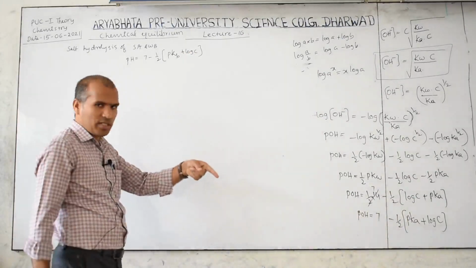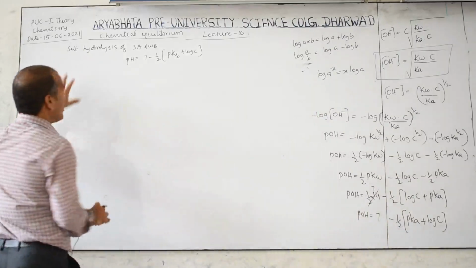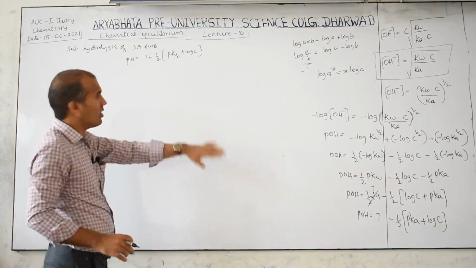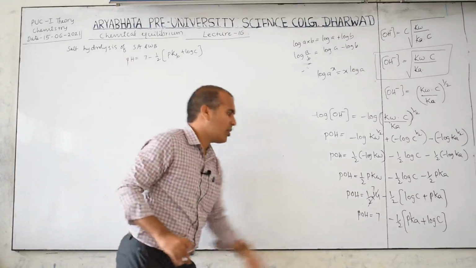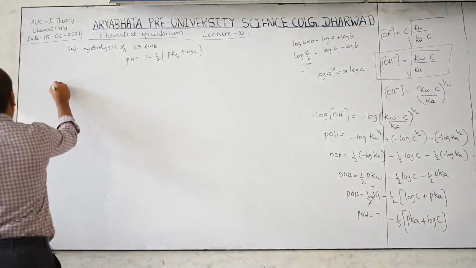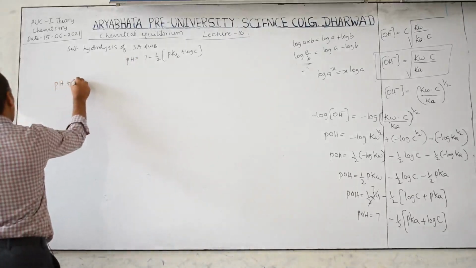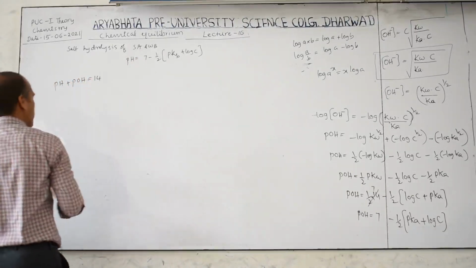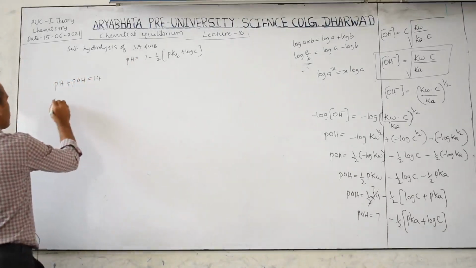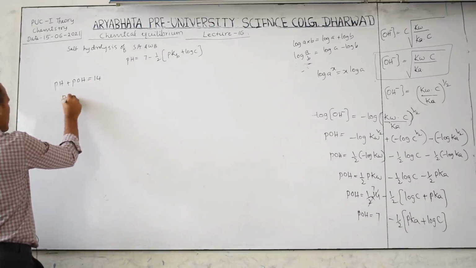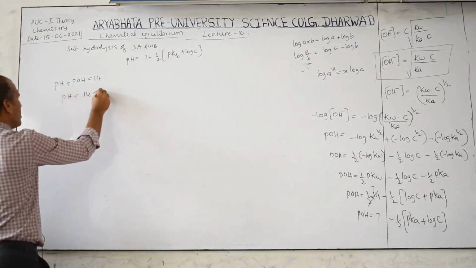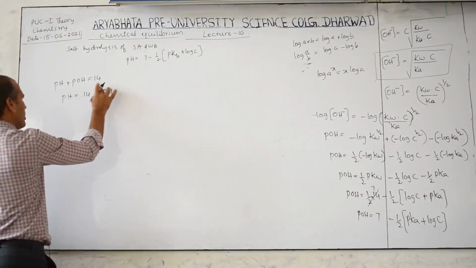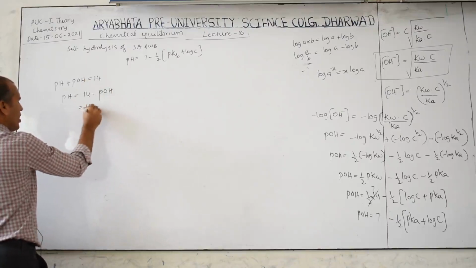Not pOH. This is just for comparison purposes, so I wrote it. This is not our formula now. We know that pH plus pOH is equal to 14. Now we want pH. pH is equal to 14 minus pOH. That is the 14 minus pOH formula.